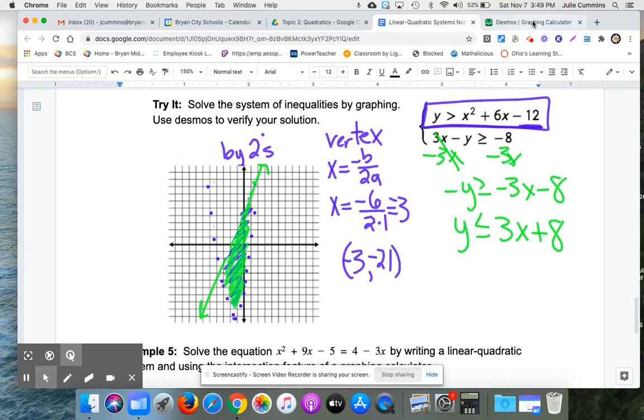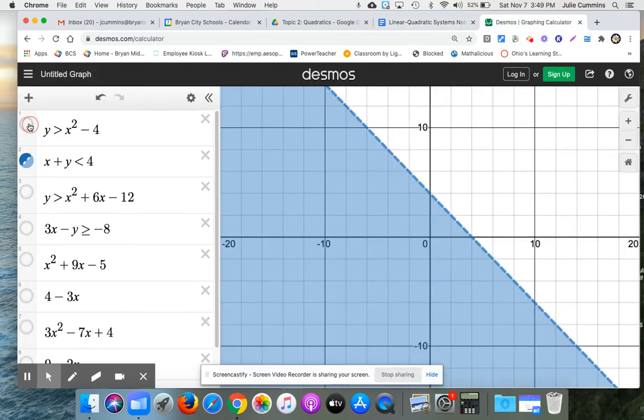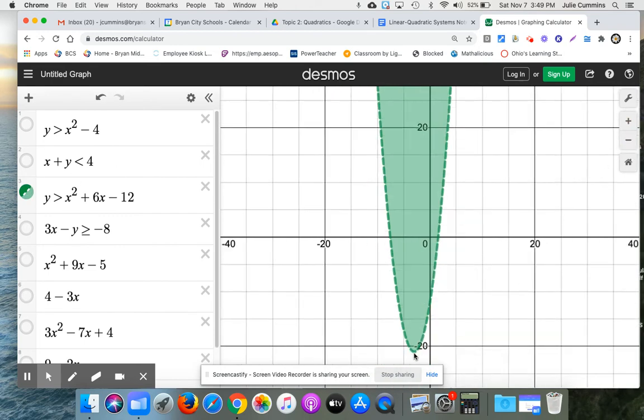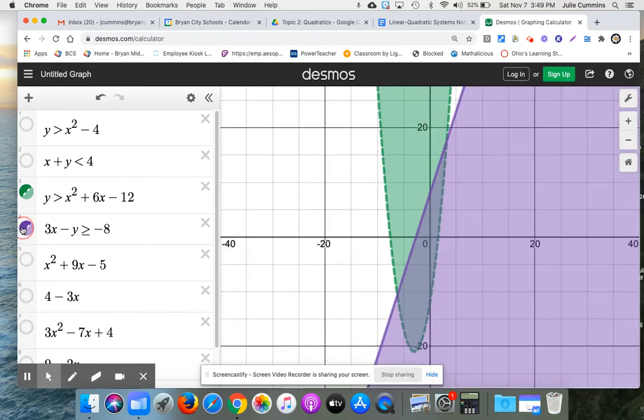And we can go check this on Desmos. Not that one, that's the last one. Okay, so there's that one with that vertex at -3, -21, like we said. There's the line, and our shading overlapped right there in the middle.